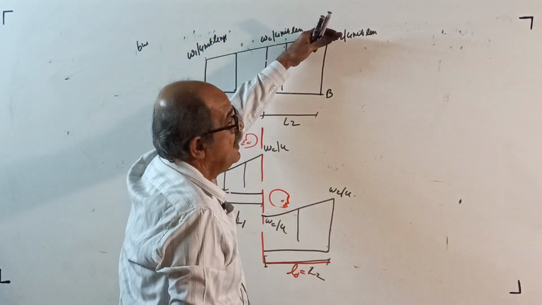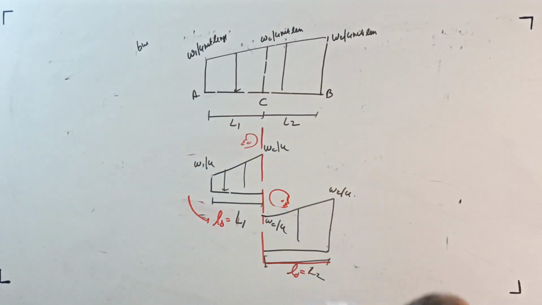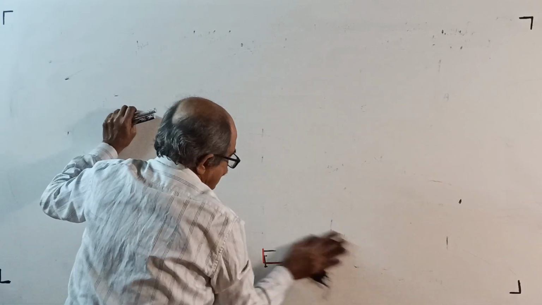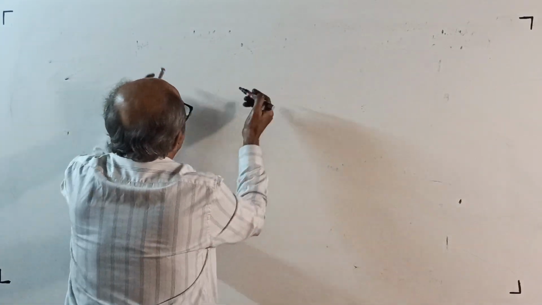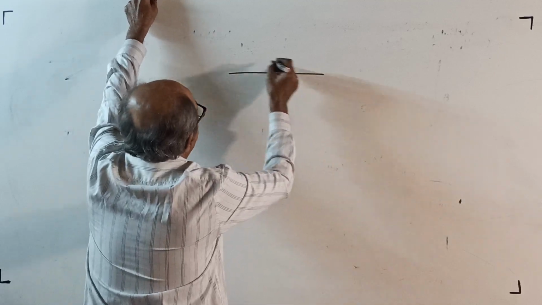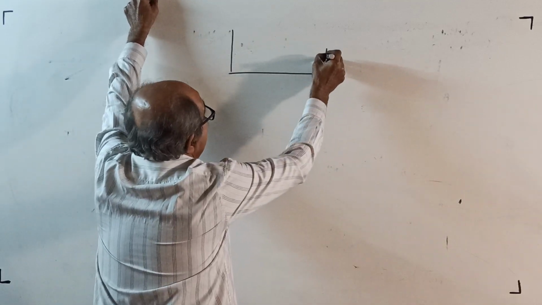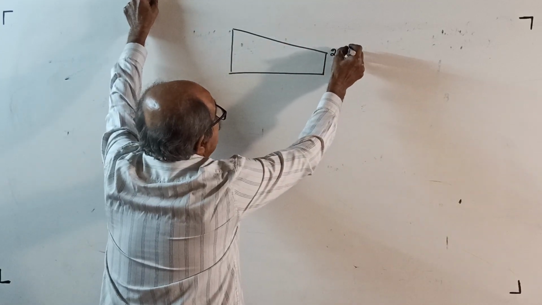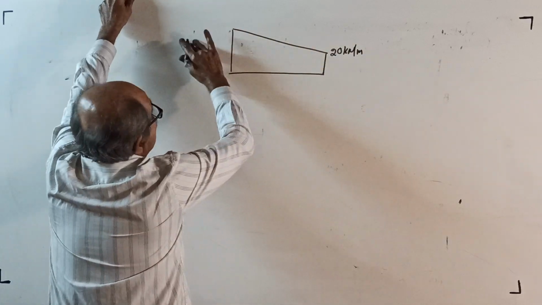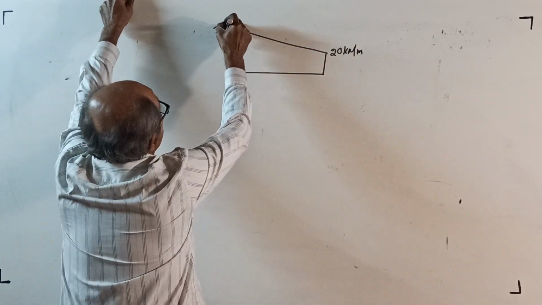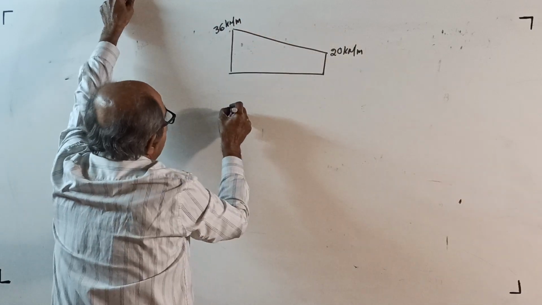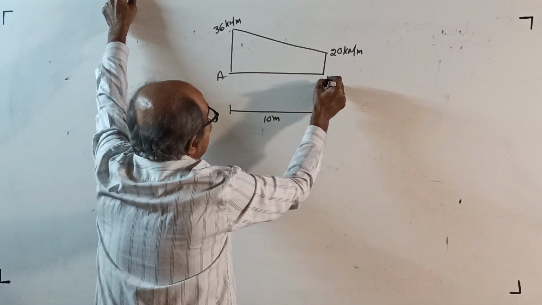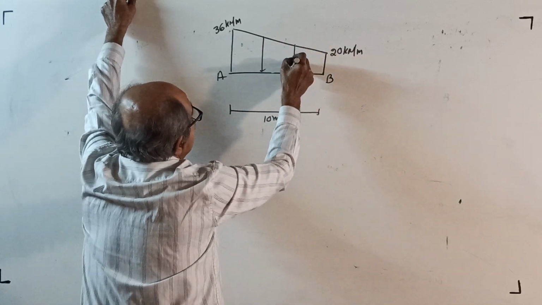See, I took this way. Now I will take the reverse way. Very fast will be over. Just to understand, imagine there is a uniformly varying load, higher here, lesser here. That does not matter. This is 20 kilonewton per meter. This is, say, 36 kilonewton per meter. Loaded length is 10 meter, A, B. This is the loading.